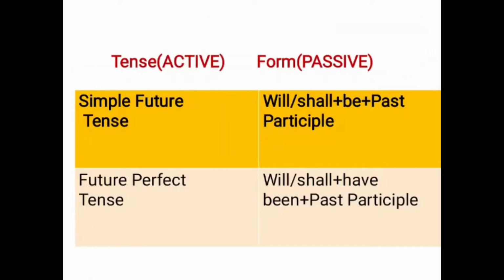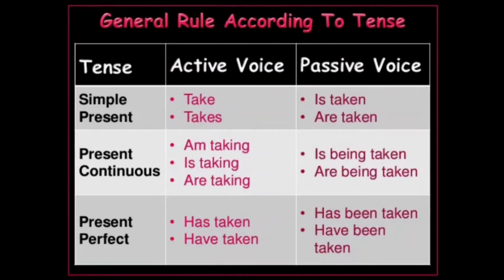Now the future tense. The simple future changes to will or shall plus be plus past participle. The future perfect tense changes to will or shall plus have been plus past participle. In the future tense, the future continuous and the future perfect continuous do not undergo any passive voice form. Now the general rule according to the tenses that we have learned just now, we will learn through an example.